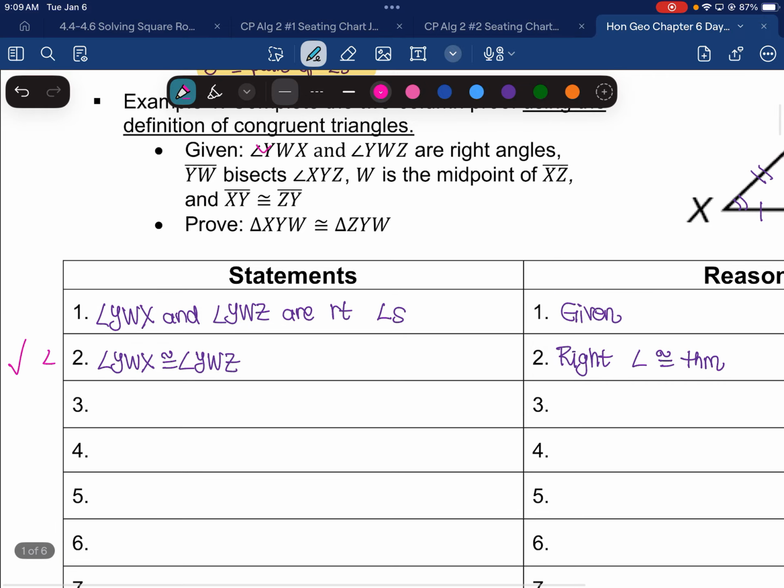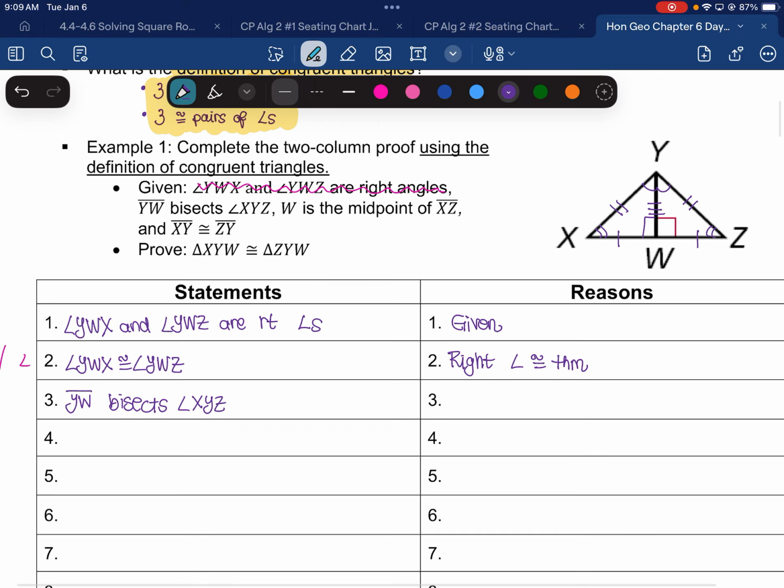Also, you may want to go up here and cross out that given information because it's done. Don't use it again. Go back to your given information and use another piece. Segment YW bisects angle XYZ. Now, we already talked about this, but what did that help me mark on my picture?